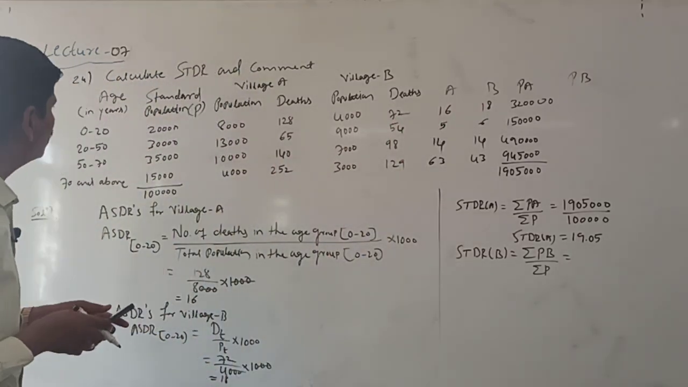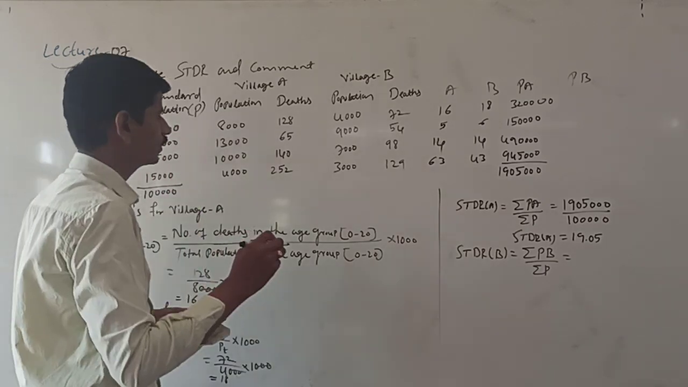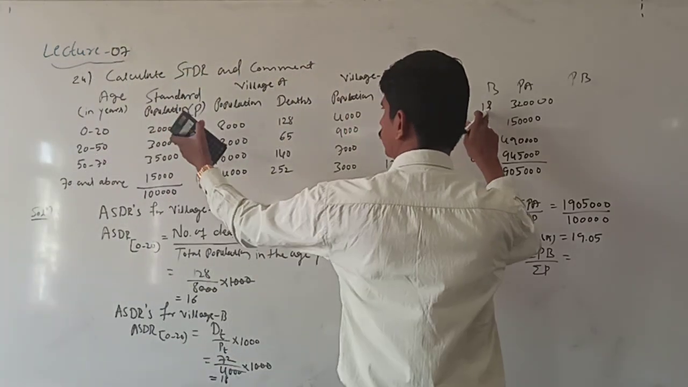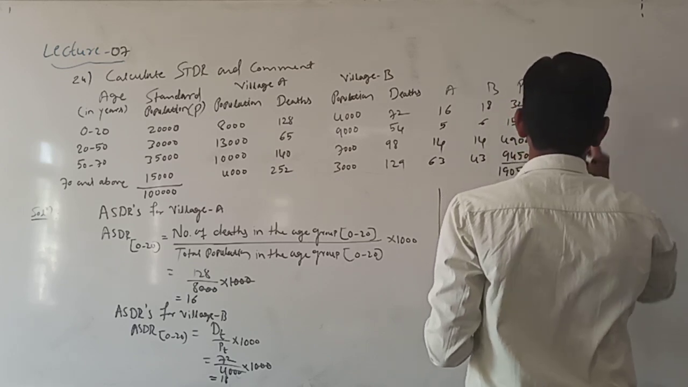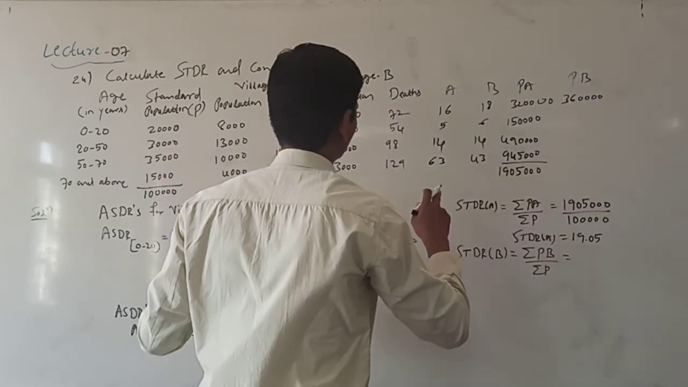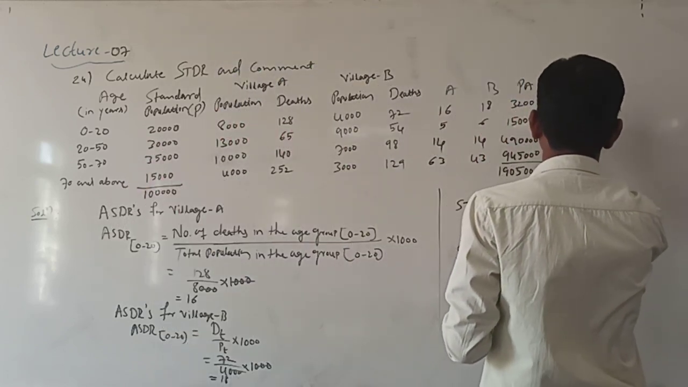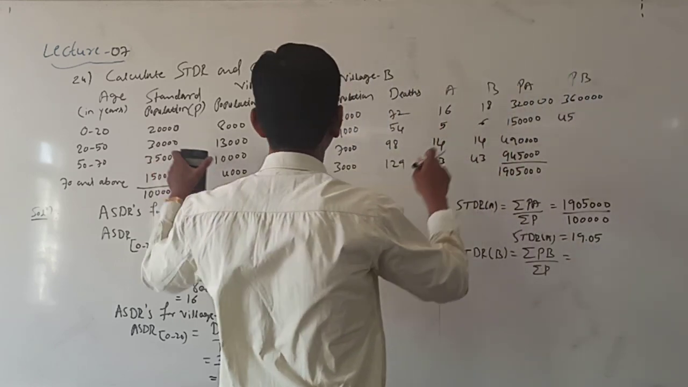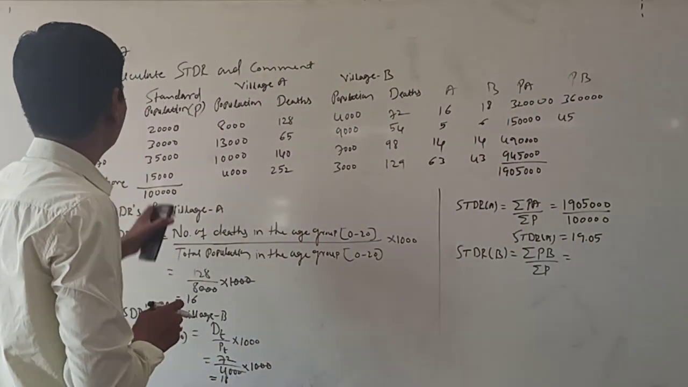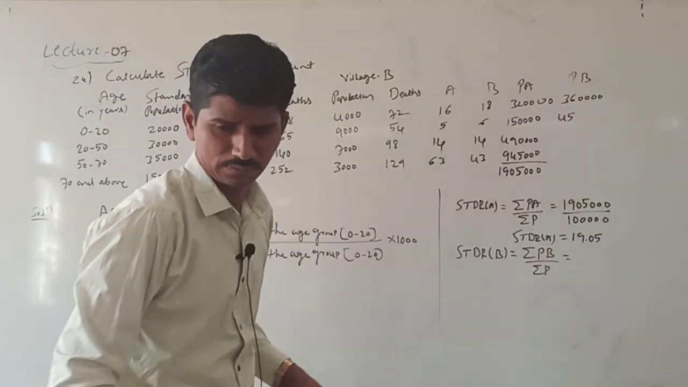Here 18 into 20,000, 18 times 2 is 36, 4 zeros, 3,60,000. The next one is 15, 3 fifteens is 45. 3 sixes are 18. 30,000 into 6.